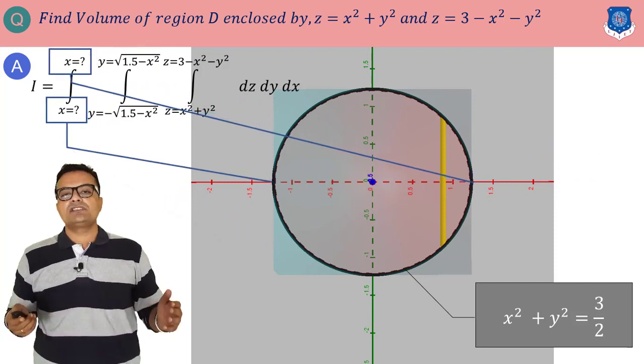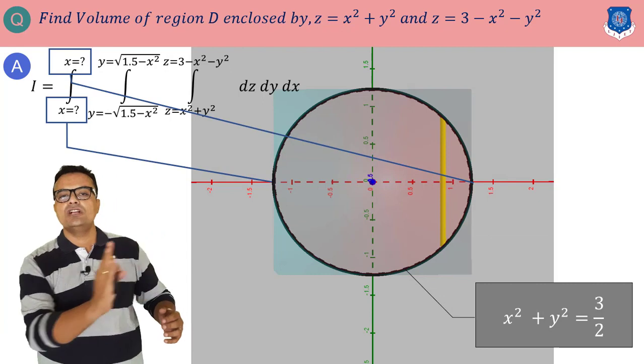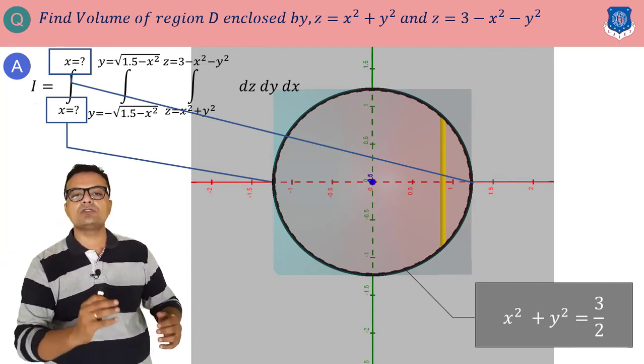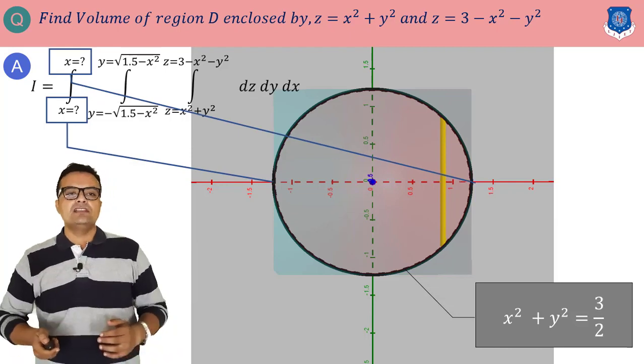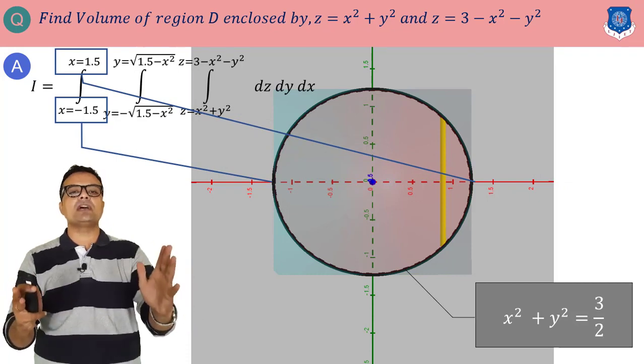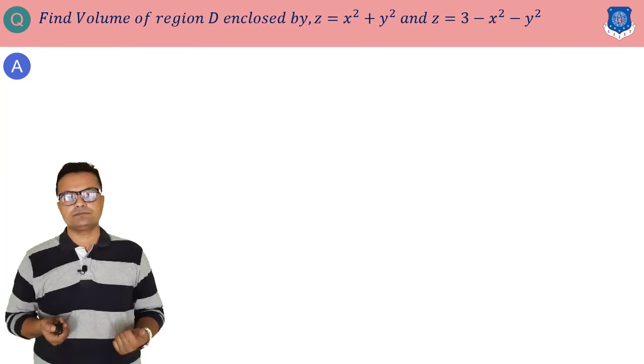And once we have this cut, we know how to move it parallel to the x-axis. So this is how you are covering the full solid or the full domain D. The value of x is given by the lower and the upper values of the x coordinate occupied by this domain D. So it is minus 1.5 to 1.5.